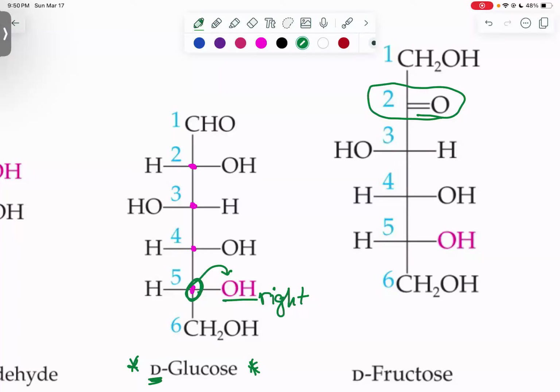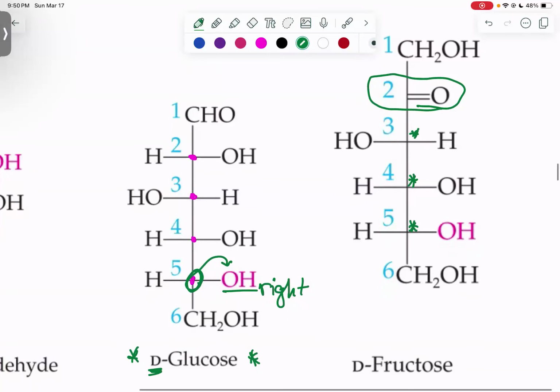But carbon number 2 is achiral. So see how it's not a perfect plus? That's another indicator that it's achiral. It has to be a perfect plus sign. So carbon number 3 is chiral, carbon number 4, carbon number 5. We get to carbon number 6, that's achiral. So this molecule that we're looking at right now is D-fructose. And D-fructose has only 3 chiral carbons.